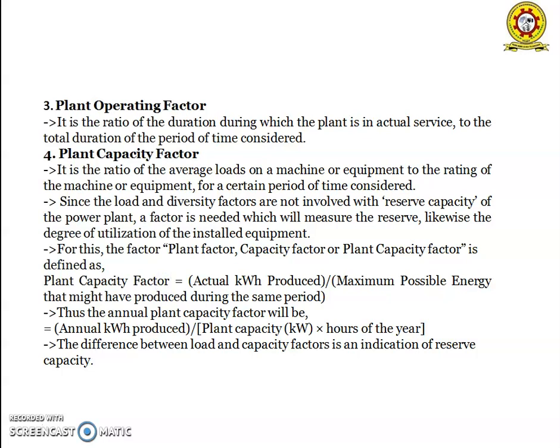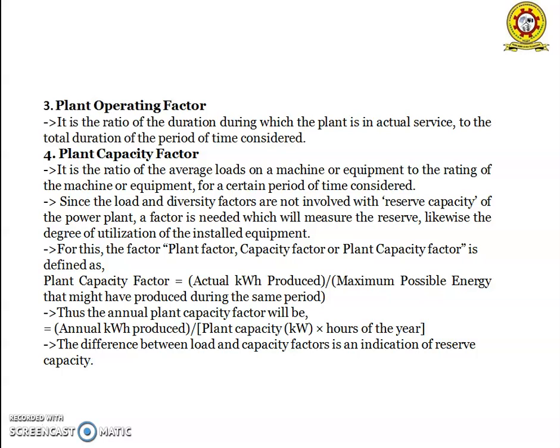And next one is the plant operating factor. It is the ratio of the duration during which the plant is in actual service to the total duration of the time considered. Next one is the plant capacity factor. It is the ratio of the average load on a machine or equipment to the rating of the machine or equipment for a certain period of time considered.